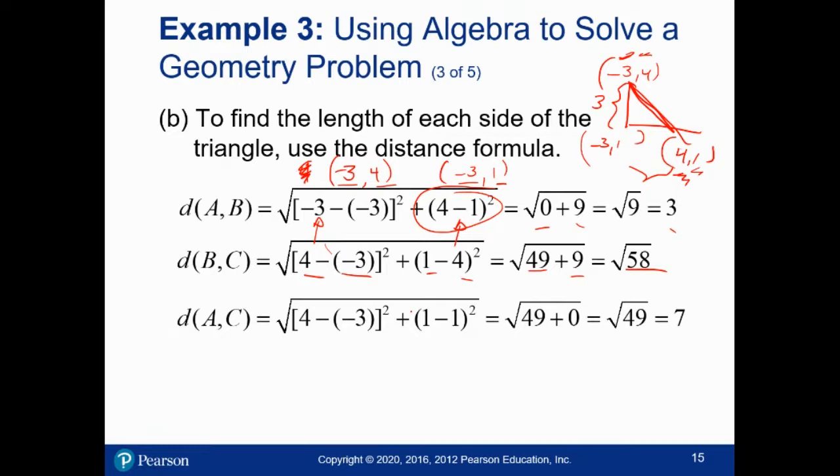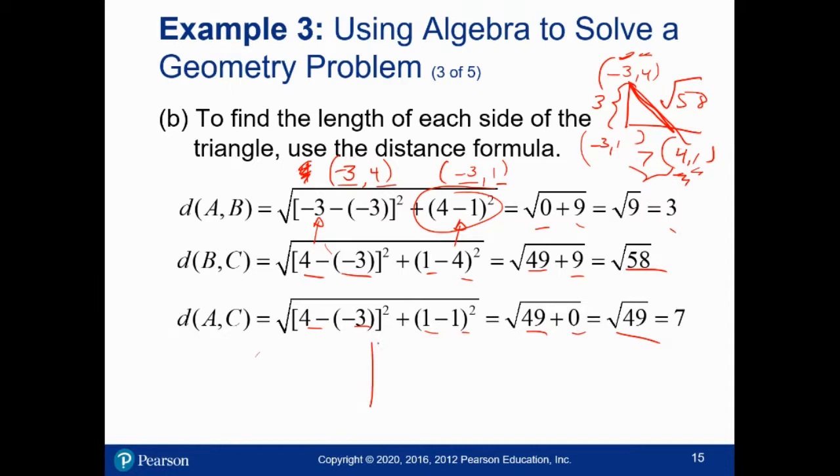And we're just doing the same thing. Take the difference of the x coordinates. The x coordinates are 4 and -3, and the y coordinates are 1 and 1. 4 minus -3 is 7, which squares to 49. 1 minus 1 is 0, which squares to 0. Root 49 is 7. So here we have a root 58, and down here it's just 7.